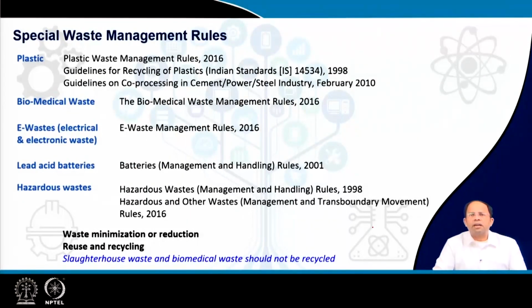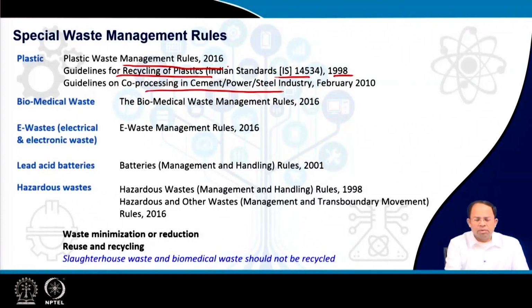So, when we deal with this kind of special waste, we have to be aware of the different rules that govern how we should deal with it. Particularly for plastic, we have the Plastic Waste Management Rules 2016. There is another set of guidelines in regards to extended producer responsibility for plastic waste, that we will discuss later. Then there are guidelines for recycling of plastics, which are the Indian Standard 14534, made in the year 1998. And then there are guidelines for co-processing of plastic waste in the cement, power and steel industry. These are the three guidelines which we can follow while determining how we should manage plastic waste in urban areas.